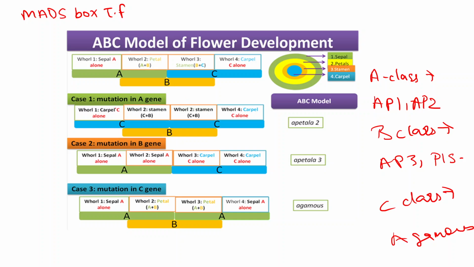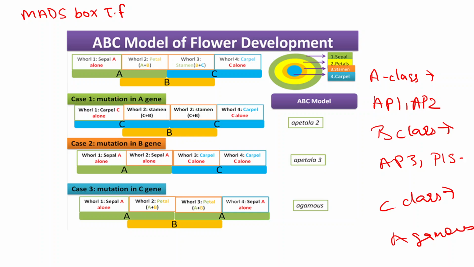So for sepal formation, only A is needed. Sepals are formed only when A class of genes is present. When both A and B class of genes are present, then it forms petals. When both B and C class of genes are present in whorl 3, then it forms stamens. And when only C class of genes is present, then it forms carpel.